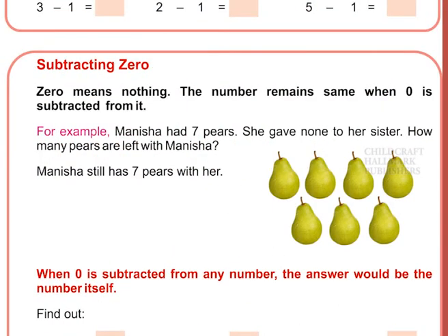Subtracting 0. 0 means nothing. The number remains same when 0 is subtracted from it. For example, Manisha had 7 pairs. She gave none to her sister. How many pairs are left with Manisha? Manisha still has 7 pairs with her. When 0 is subtracted from any number, the answer would be the number itself.